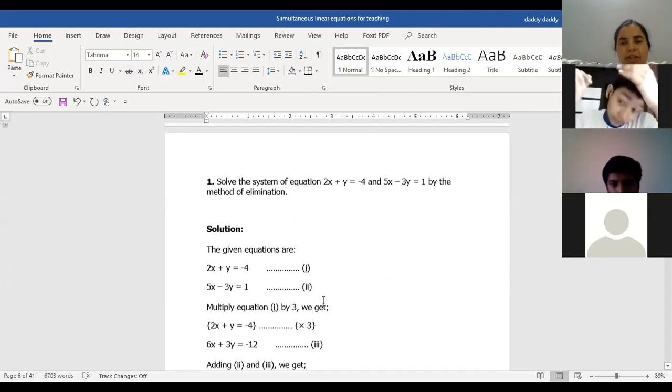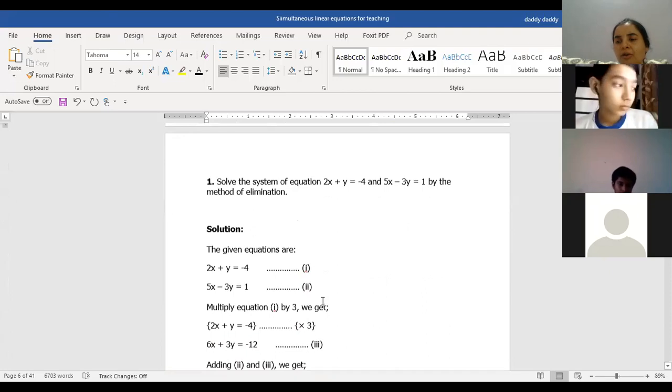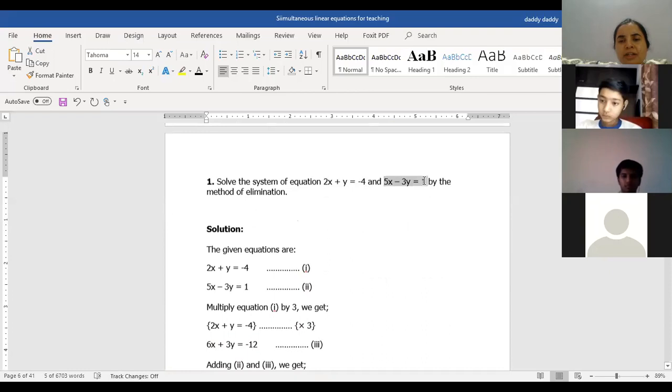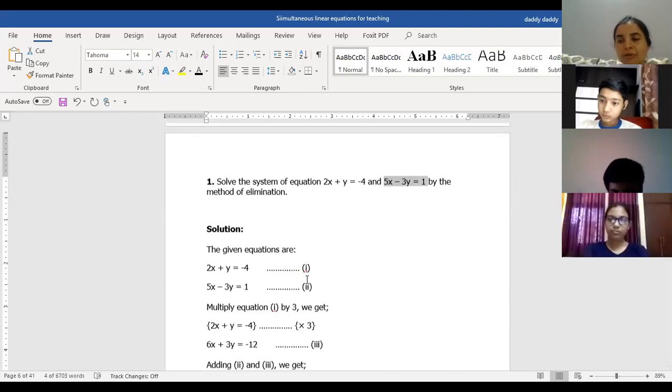So this is elimination. Now elimination means eliminating one of the variables. So look here. Here is equation number 1: 2x plus y is equal to -4, and second equation is 5x minus 3y is equal to 1. Just like the previous one, I have just numbered the equations in my first step. Now pay attention to what I'm saying. Be very, very alert, because otherwise you will not understand.